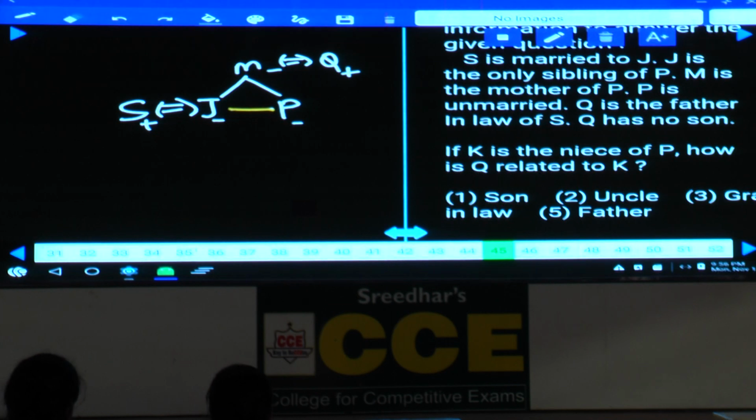Coming to 45. Now in this 45, K is the niece of P. K is the niece of P means K must be the child of this person, niece. How is Q related to K? Q is the grandfather of K. Grandfather, and it is given in choice 3. And this is about 45. Then next one, question numbers 46 to 49.